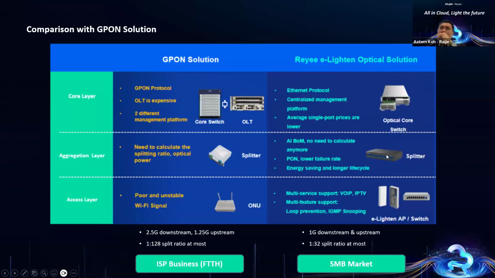And for the splitter, you can use a third-party splitter, or you can also use our splitter. We have 1 to 16 and 1 to 32 splitters in the market right now. And for E-Lighten AP, yes, we do have the switches, and we have the AP.